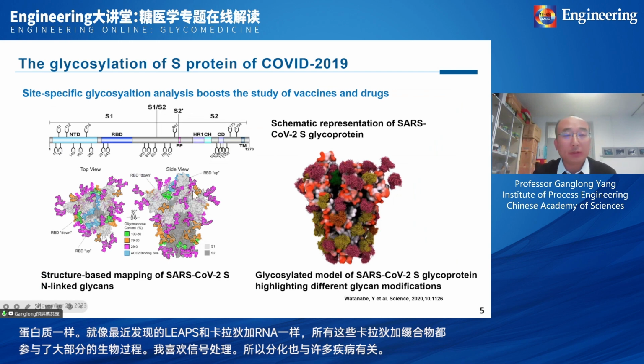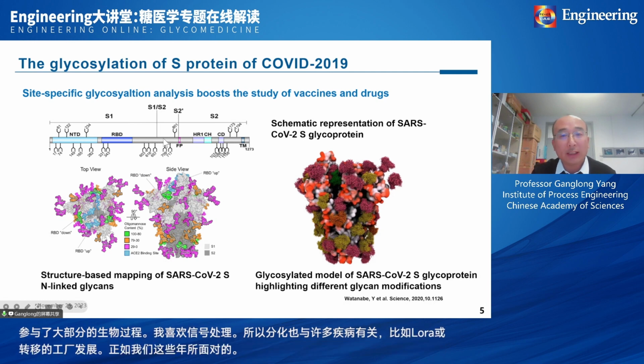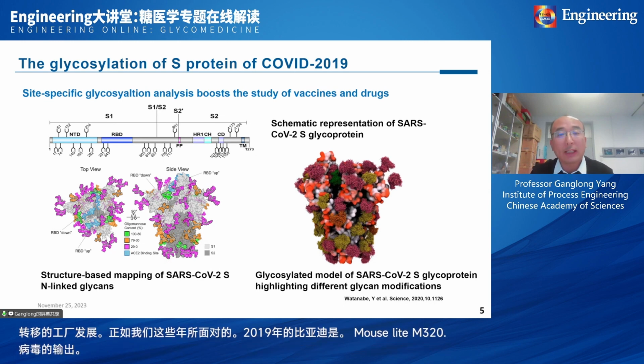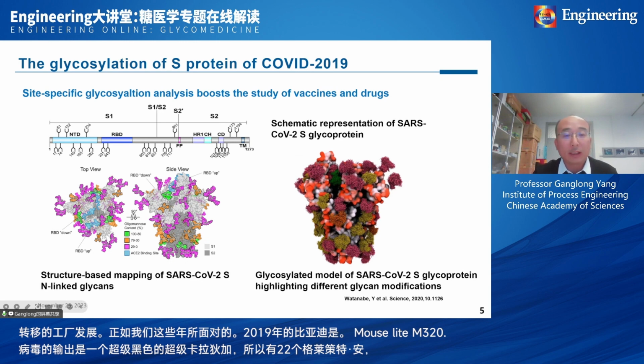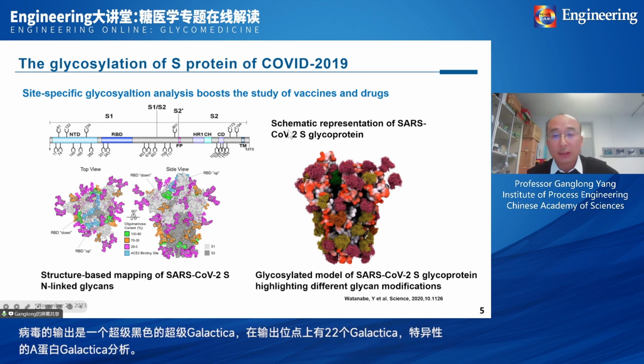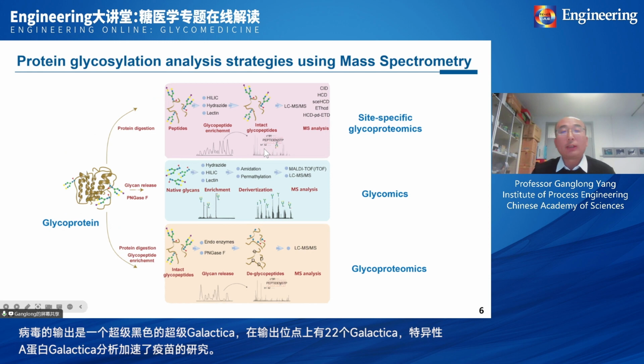As we have confronted in these years, COVID-19 spread over the world. The S protein of the virus is hyperglycosylated. There are 22 glycosites on the S protein. The site-specific protein glycosylation analysis accelerated vaccine studies. All the site-specific glycoprotein analysis is based on mass spectrometry.